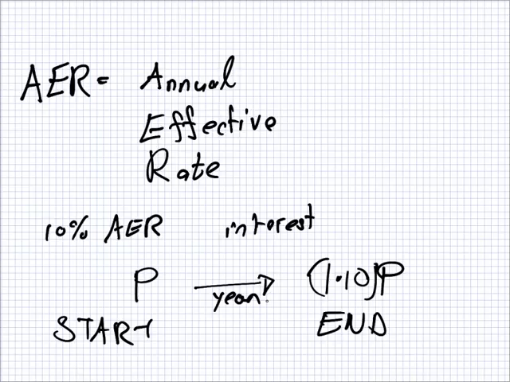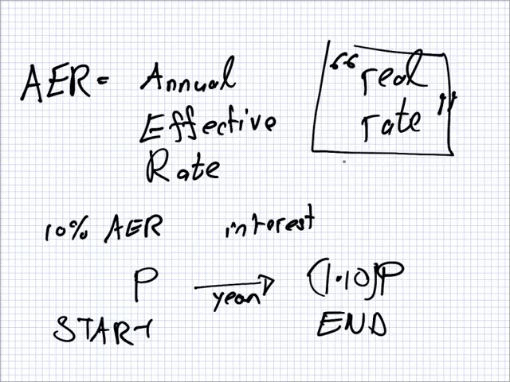So this is what we kind of imagine interest rate to be anyway, that you have some money at the start of the year, there's a percentage, and you have that much extra at the end of the year. So this is like, if you want to put it in quotation marks, the real rate. This is the thing that you care about. When you invest, you want to know what the AER is. That's the one that matters. There is another percentage as well though, but we'll get to that in a minute.